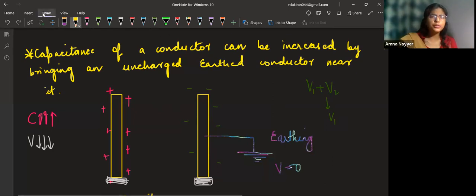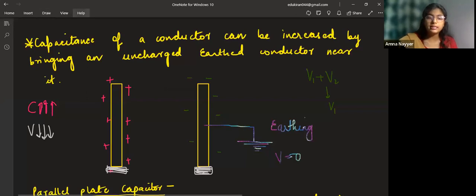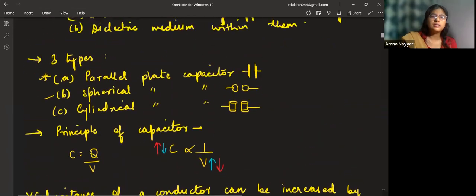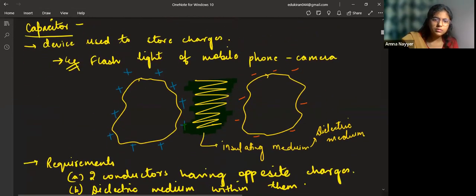This can be asked to you. No need to go into the details. You have to go into the details of the parallel plate capacitor, that I'll start. But first, just note down this part.